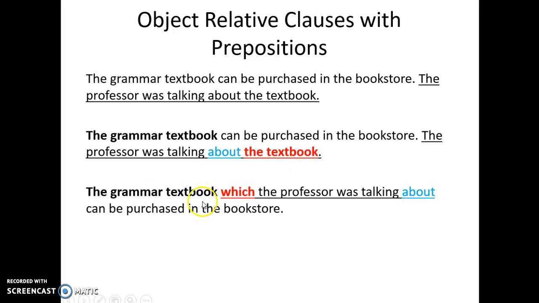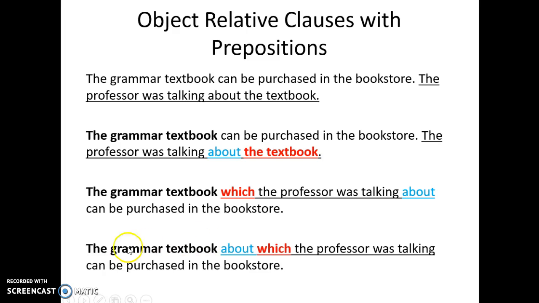We have the grammar textbook, which the professor was talking about, can be purchased in the bookstore. So we move the textbook to the front of the relative clause right after the grammar textbook, and we replaced it with the relative pronoun which. And again, we use which because a grammar textbook is a thing. And to make this sentence more formal, we're going to move the preposition about to the front of the relative clause, and we get this sentence. The grammar textbook about which the professor was talking can be purchased in the bookstore.